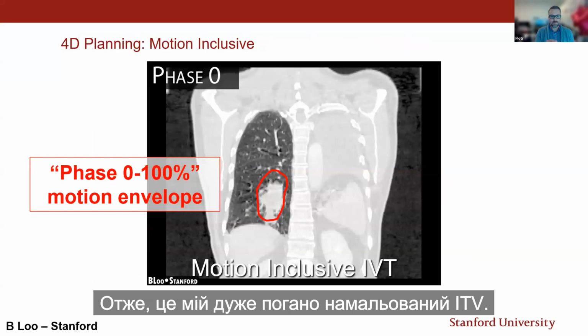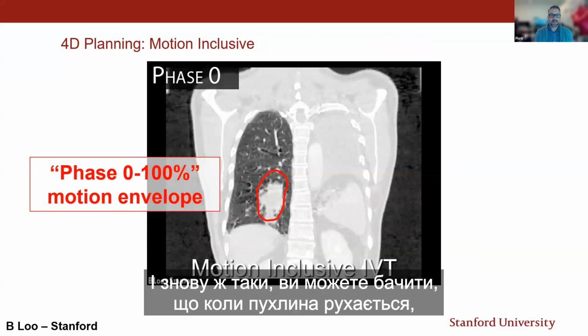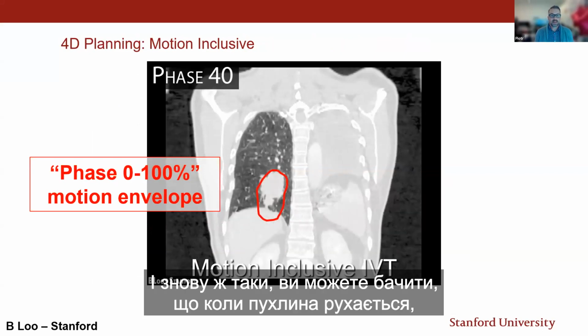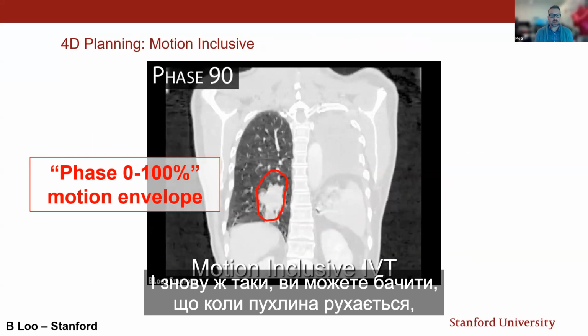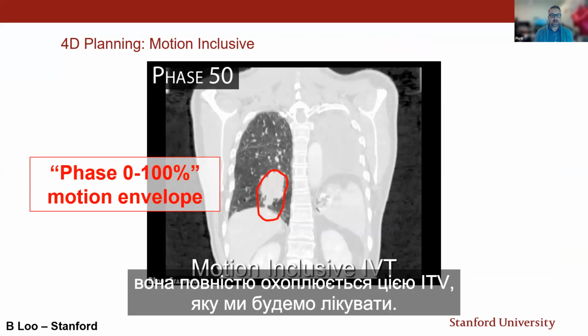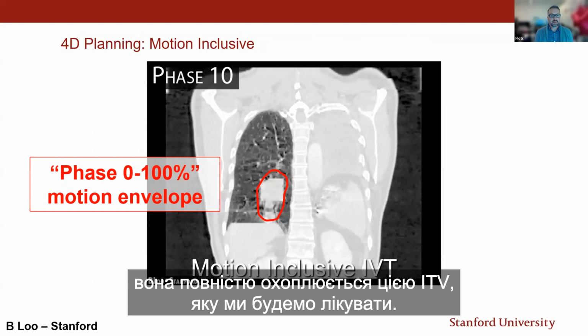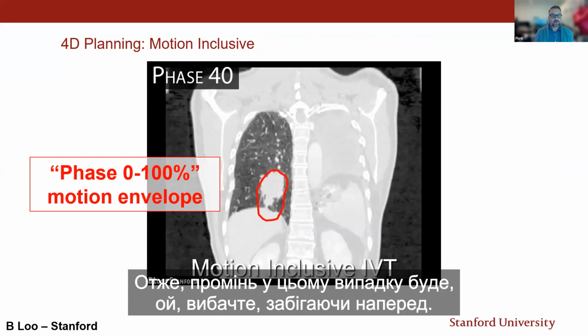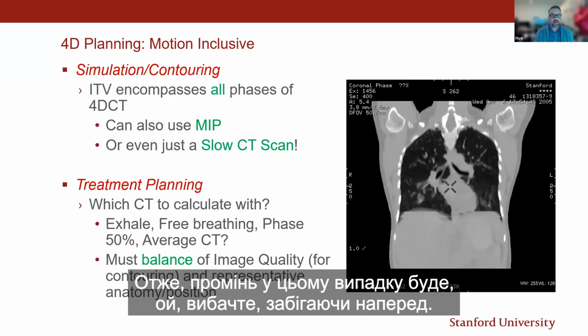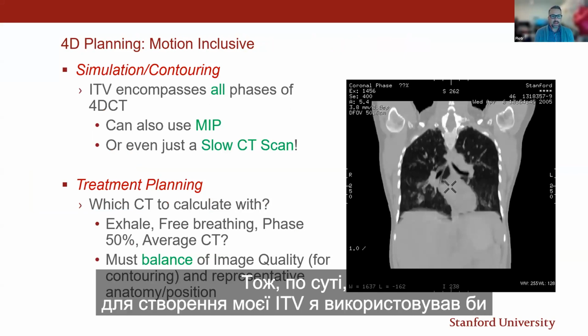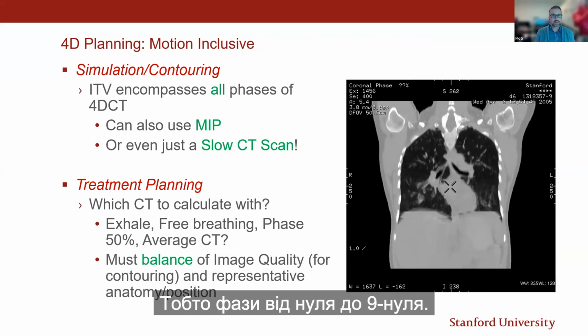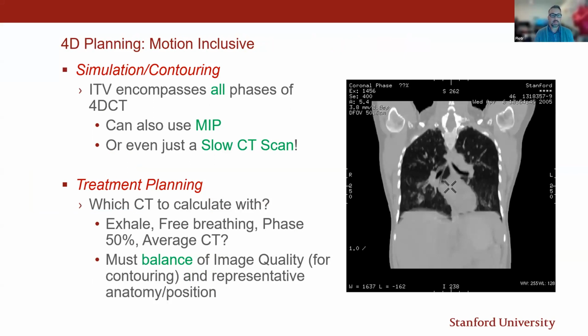So this is my very poorly drawn ITV. And again, you can see that as the tumor moves, it is completely encompassed by this ITV that we'll be treating. So essentially, to create my ITV, I would use all the phases of my 4D CT scan, so phases 0 through 90.